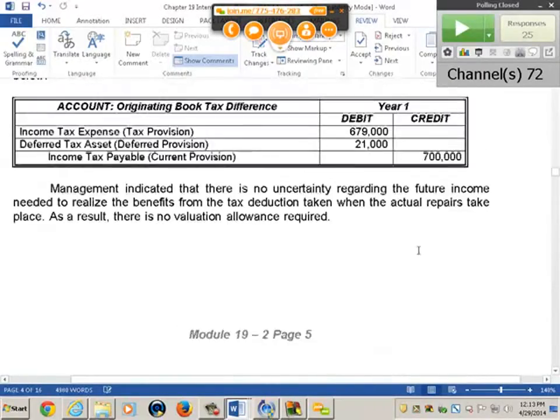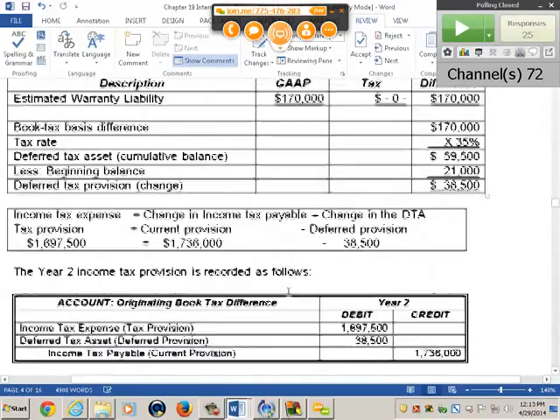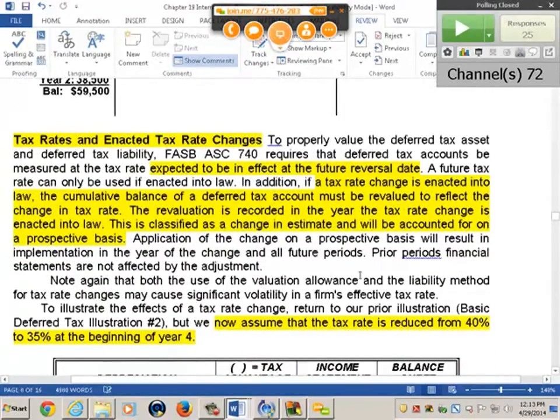So if you go to the same example we've been using, and this is on page 8, tax rate changes. And once again, same illustration. Let me get that up on the screen. Anytime there is a tax rate change, number one, it has to be enacted into law. Well, first of all, let's go back for a second. I'm sorry. Let me make sure that you see this first.